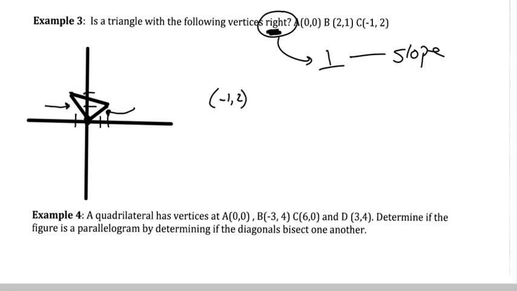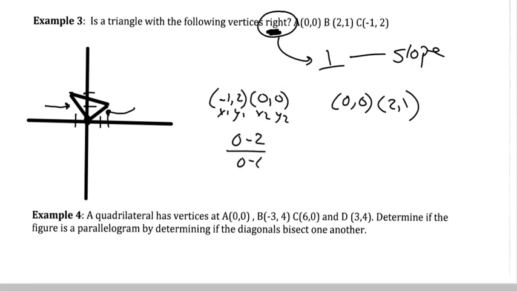-1, 2, going to 0, 0. Let's figure out what the slope of that is. And from 0, 0 to 2, 1. x1, y1, x2, y2. 0 minus 2, 0 minus -1. -2 over 1. So this one has a slope of -2.